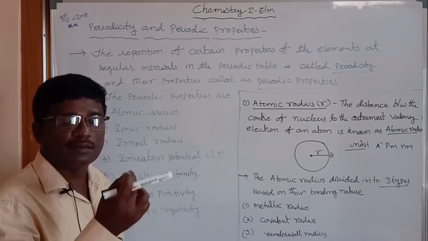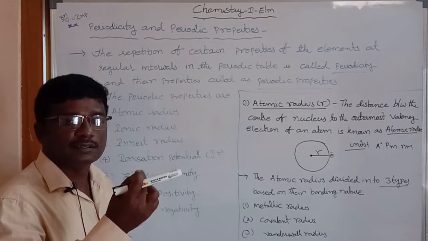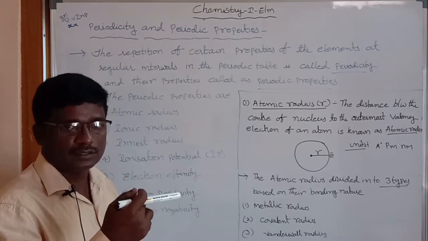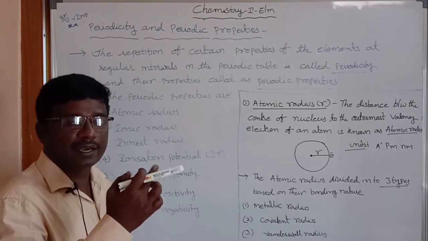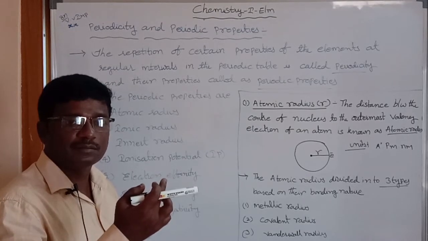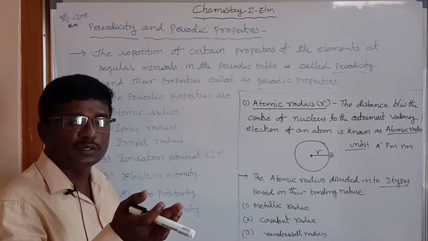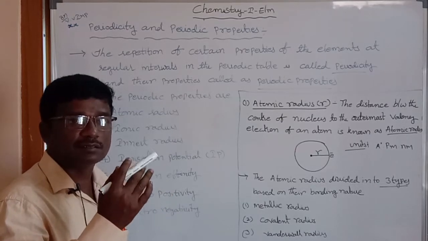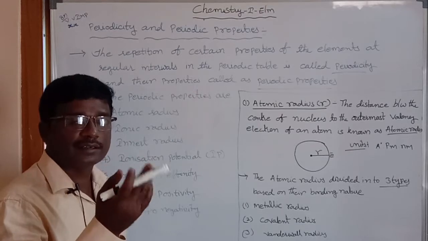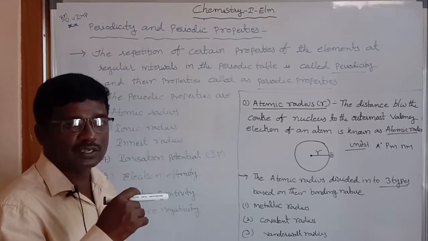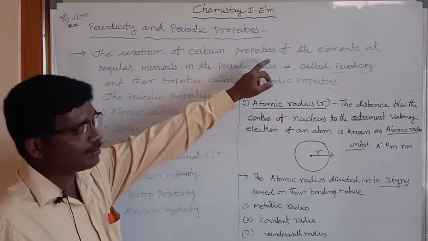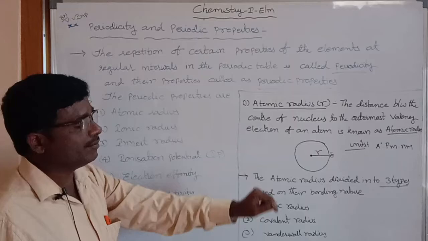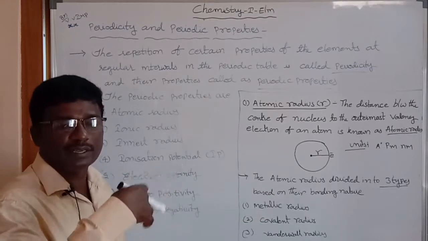That is, the elements are arranged in increasing order of their atomic number. So that is the first one: hydrogen, helium, lithium, beryllium, boron, up to neon. That is also known as the elements arranged in increasing order of their electron configuration. So that is also known as the repetition of certain properties of the elements at regular intervals, one by one.